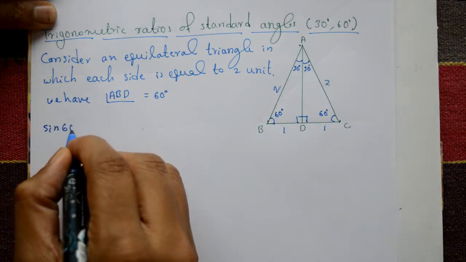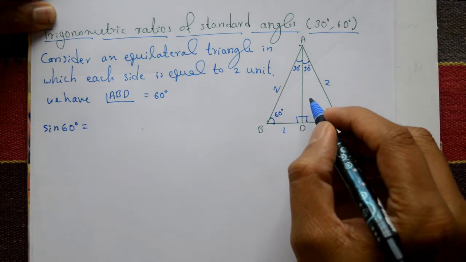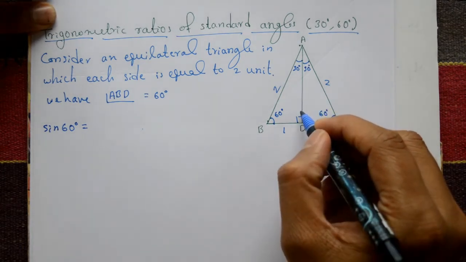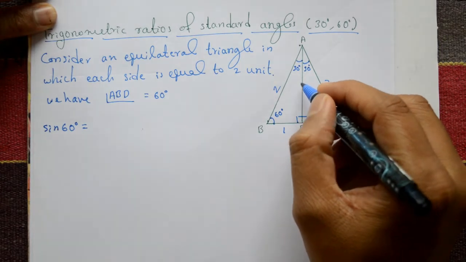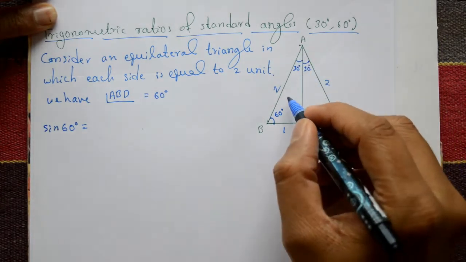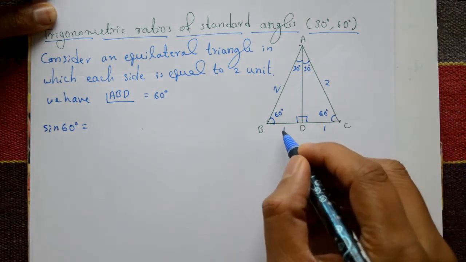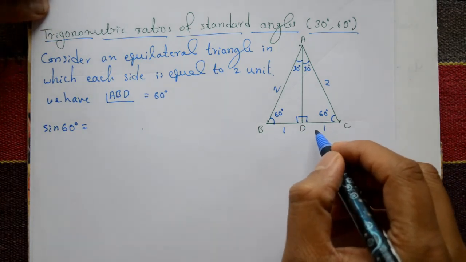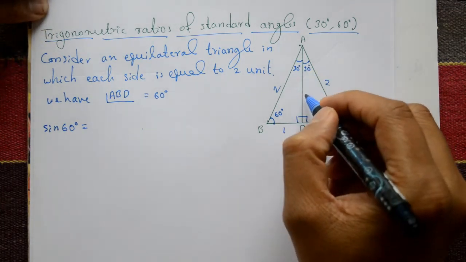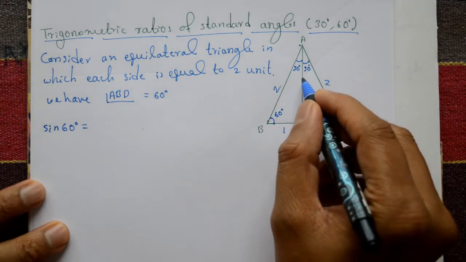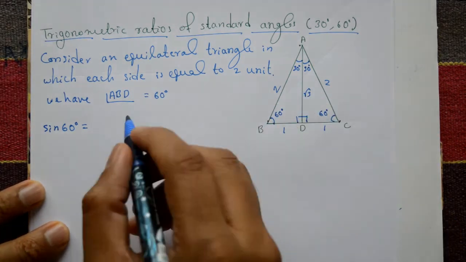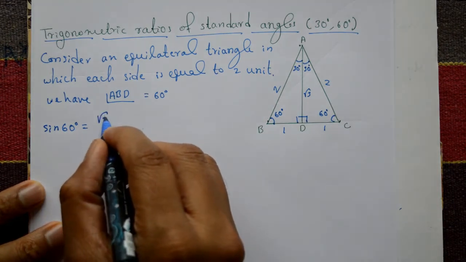First is sin 60 degree. Sin 60 degree is opposite side upon hypotenuse. Now find the opposite side. Here 2 and 1, and 1, that is 2 only. Now find this side, this is root 3. So sin 60 degree is root 3 by 2.